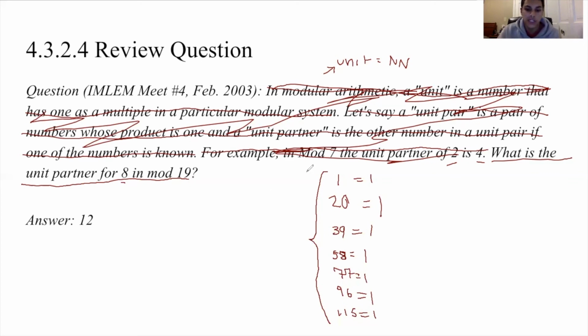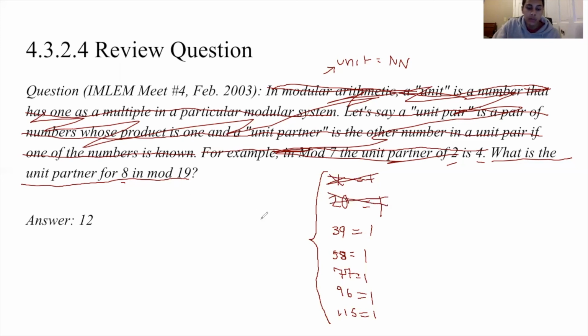So first, does any number multiply by 8 to get you to 1? The answer is no, because you can't multiply 8 to get a smaller number unless you're multiplying by a fraction or decimal. So we can cross this off. All right, does any number multiply by 8 to get you to 20? If you multiply 8 by 2.5, that gets you to 20. But we are not looking for 2.5. We're looking for whole numbers, so we can cross that one out as well.